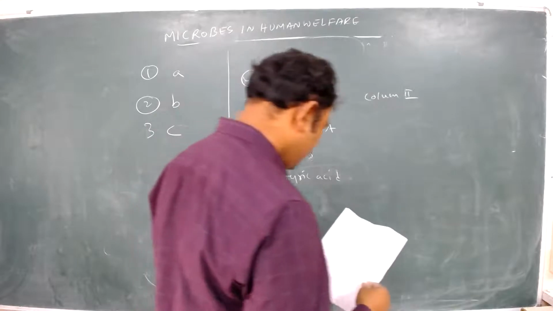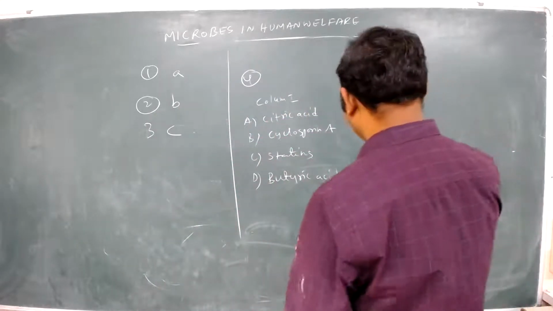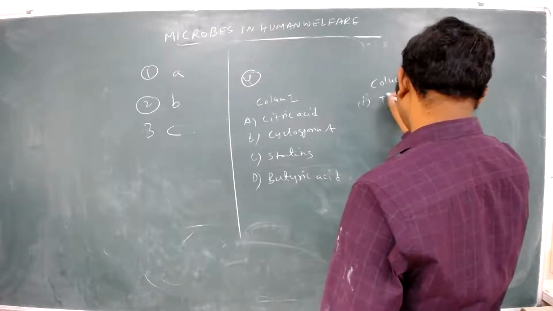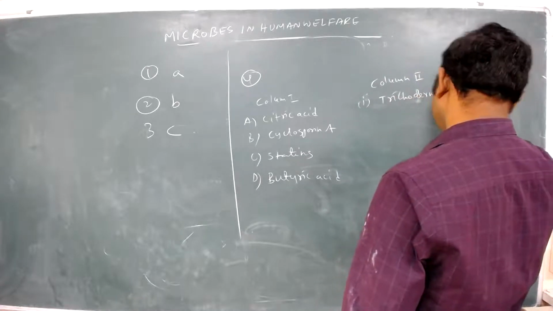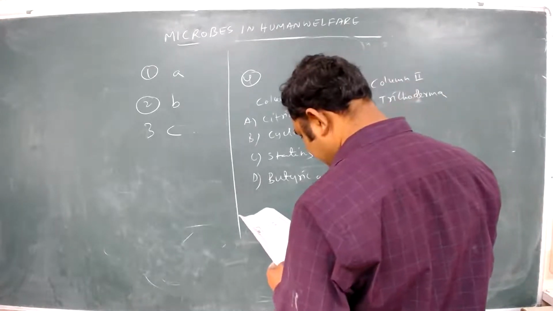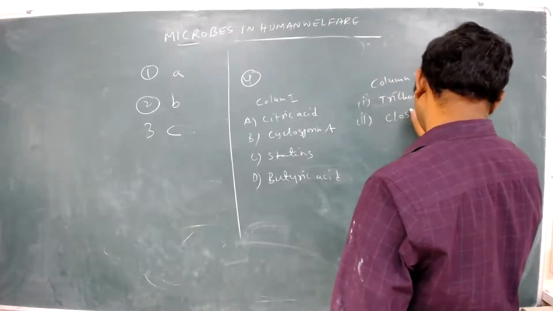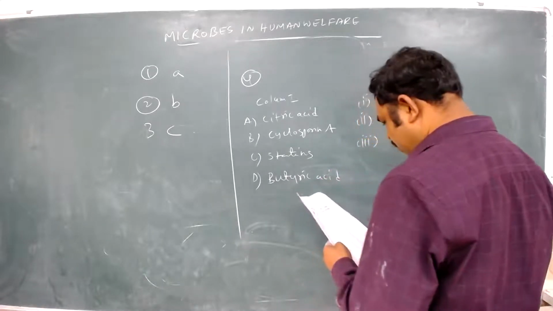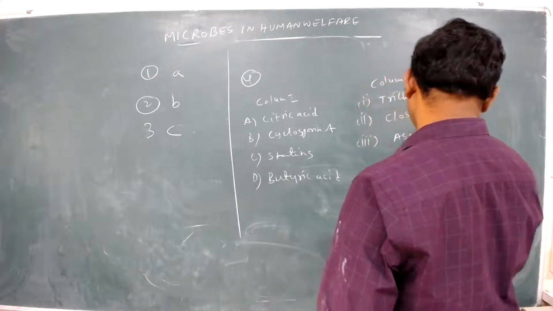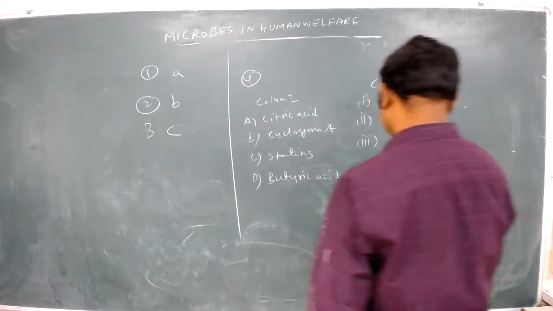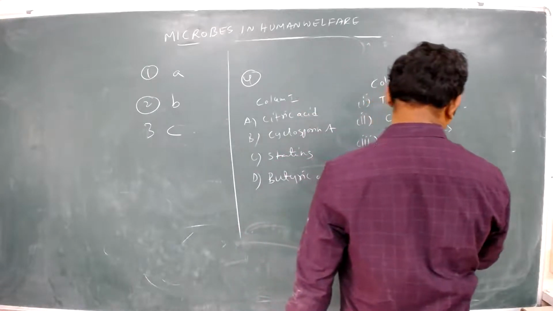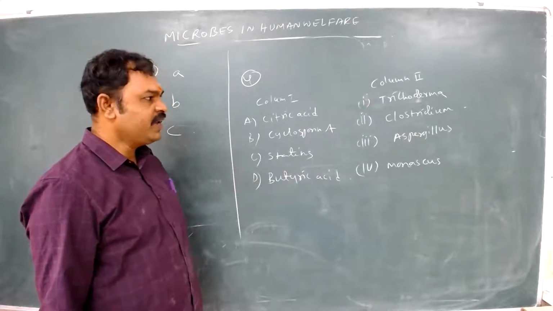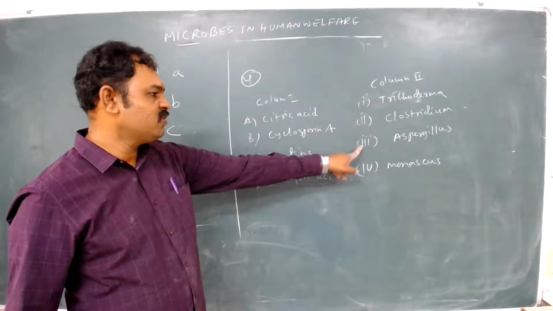And column 2: 1 is Trichoderma, 2 is Clostridium, 3 is Aspergillus, and 4 is Monascus purpureus. So you see citric acid, cyclosporine, statin, butyric acid, Trichoderma, Clostridium, Aspergillus, Monascus.